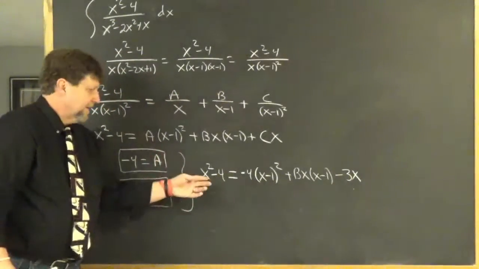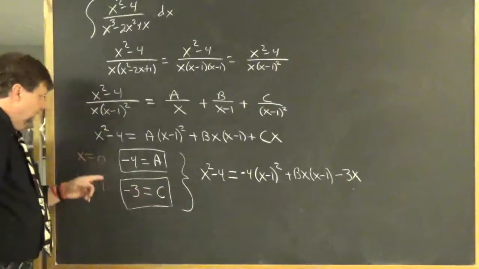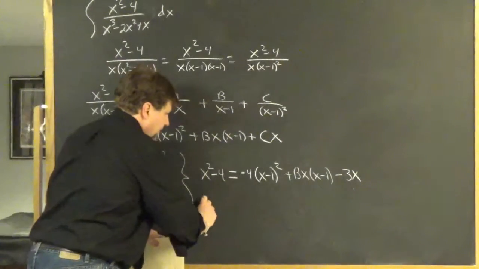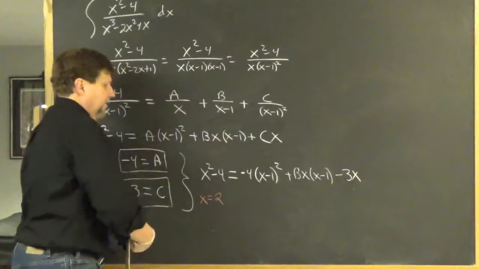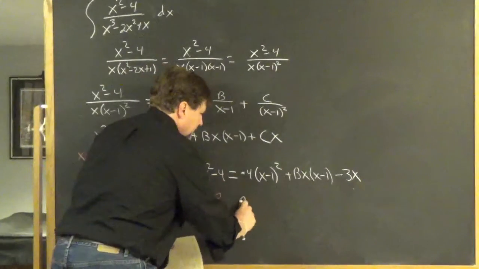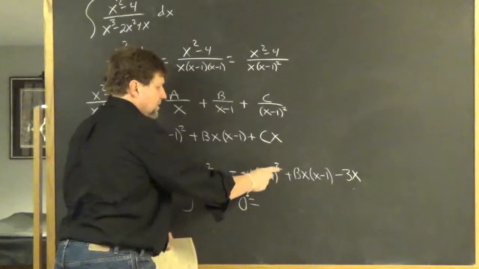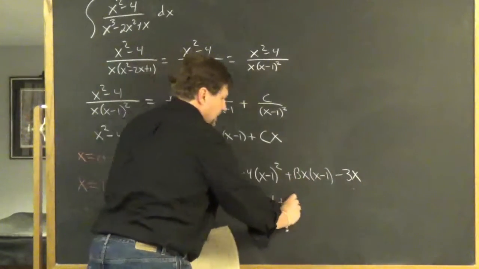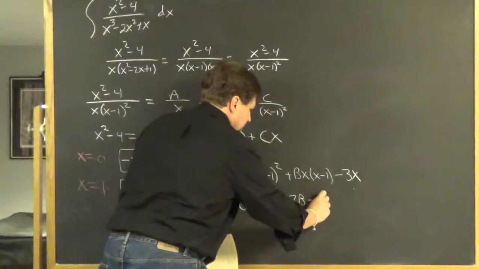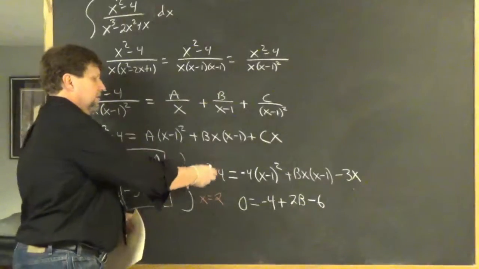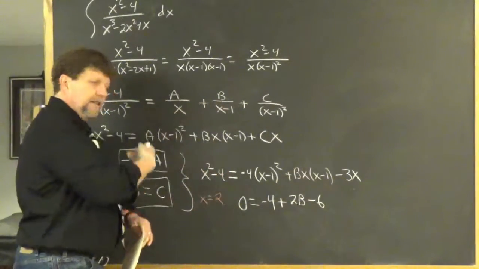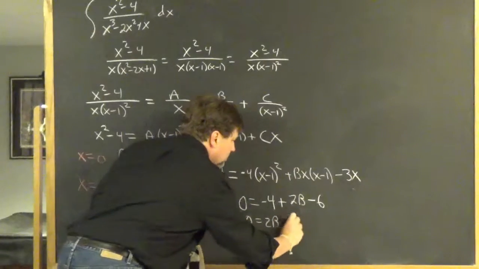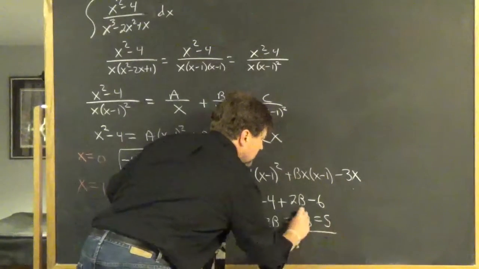Okay, now we're going to have to pick a value of x to toss in here. It doesn't matter. You pick any value of x you want. You just don't pick 0 or 1. And I would pick, I mean, this is just me, x equals 2. If I pick x equals 2, over here on the left I get 0. 2 minus 1 is 1, 1 squared is 1, so I have a negative 4 plus, see, there's 2, that's 1, so that gives me a 2B, and then minus 6. So negative 4 minus 6 is negative 10. Add the 10 over to the left-hand side, so you get 10 is equal to 2B, which tells us B is equal to 5.